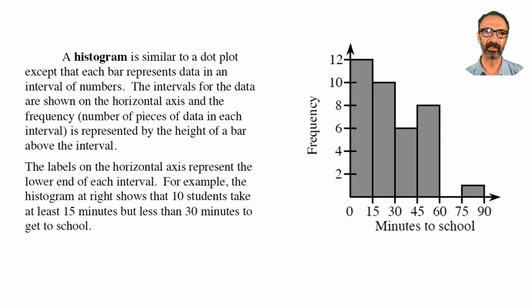A histogram is similar to a dot plot, except that each bar represents data in an interval of numbers. Dot plots go like number 15, how many, number 16, how many, and you just keep making dots. Histograms have intervals, as you could see. There is none between 60 and 75. In histograms, we deal with the x-axis as intervals attached, and frequency on the y-axis.